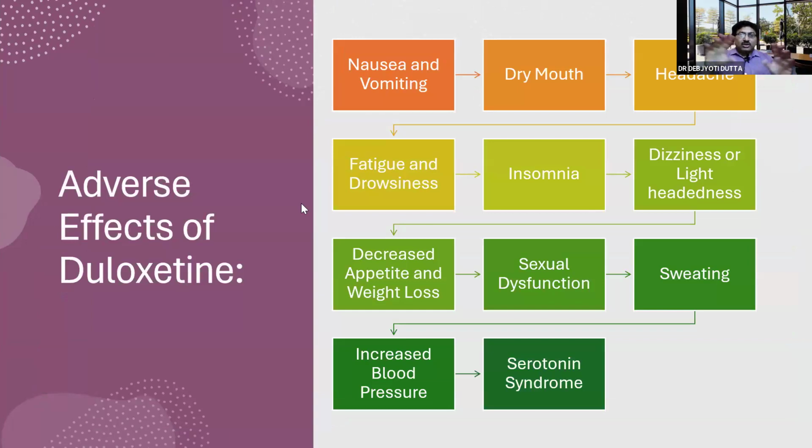Now we have a lot of adverse effects with duloxetine, like nausea, vomiting, dry mouth, headache, fatigue, drowsiness, insomnia, dizziness, lightheadedness, depressed appetite, weight loss, sexual dysfunction, sweating, increased blood pressure, and serotonin syndrome. These are the overall range of side effects, but the most common ones that patients report are the first three: nausea, vomiting, sometimes dry mouth, though that is more with amitriptyline, and sometimes headache, fatigue, drowsiness, insomnia, dizziness, or lightheadedness.